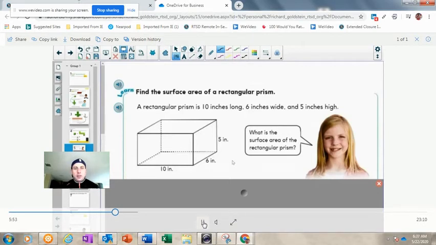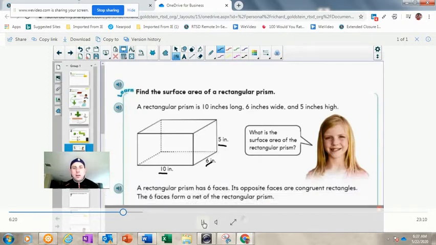So let's take a look at this figure here. It says find the surface area of a rectangular prism. So it's going to be a little bit more complex because not every dimension in a rectangular prism is exactly the same, such as it was in the last couple examples with the square. You've got a 10-inch base, you've got a 6-inch width, and a 5-inch height.